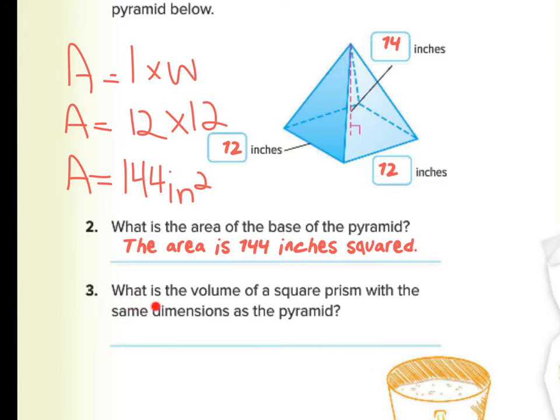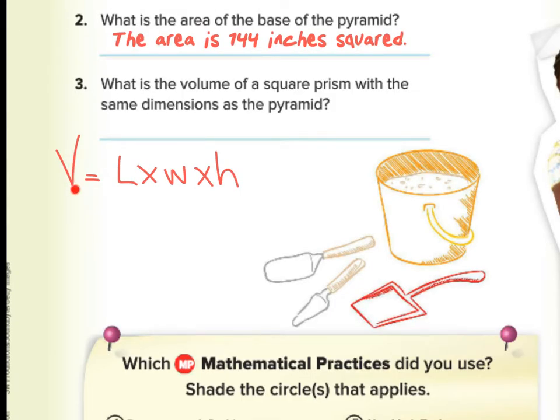Question 3. What is the volume of a square prism with the same dimensions as the pyramid? So let's pretend that all these edges, instead of meeting at this top vertex, go straight up. This is a square prism. That means that once we have the area of the base, we multiply it by the height. We have volume equals length times width times height, and we already know our length times width. We established that that was 144. So it's 144 times our height, and we know that our height is 14, correct?